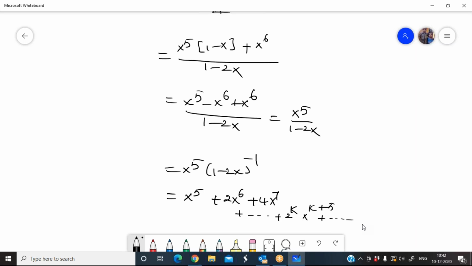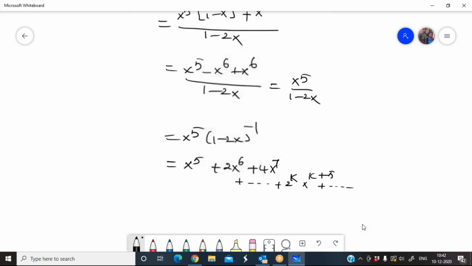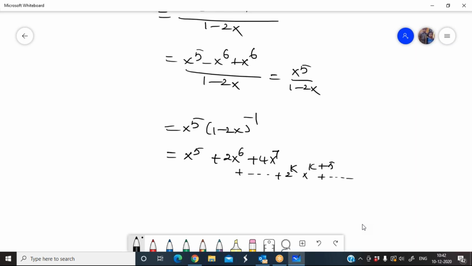So what is the formula? (1 minus 2x) to the power minus 1 is nothing but 1 plus 2x plus 4x squared plus 8x cube and so on, right? That is the formula. And after writing the formula, directly I multiply with x^5. Now the final answer is x^5 plus 2x^6 plus 4x^7 plus up to 2^k x^(k+5) and so on. This is the transfer function or generating function for the 2, 1, 2 convolutional encoder.